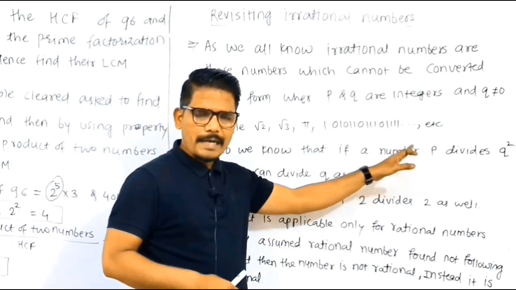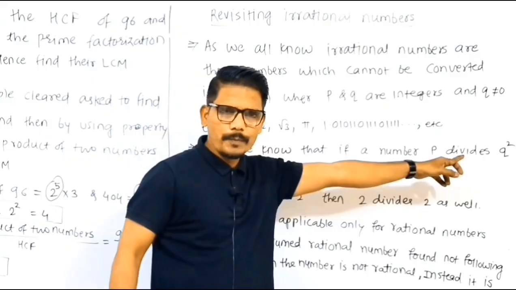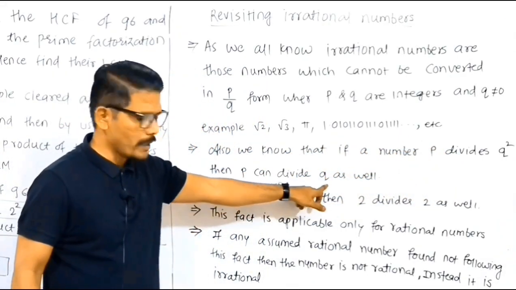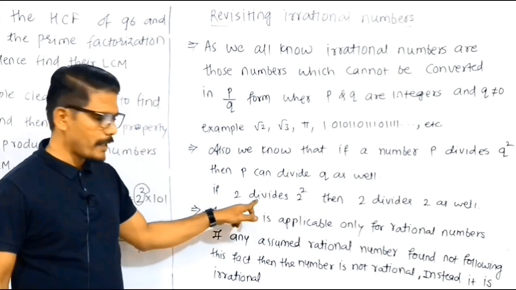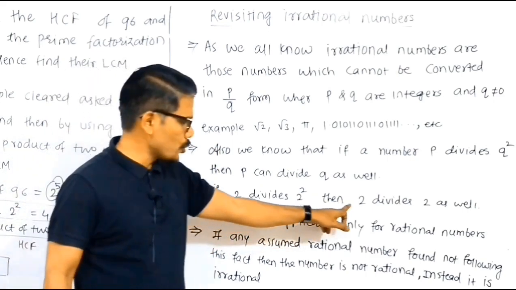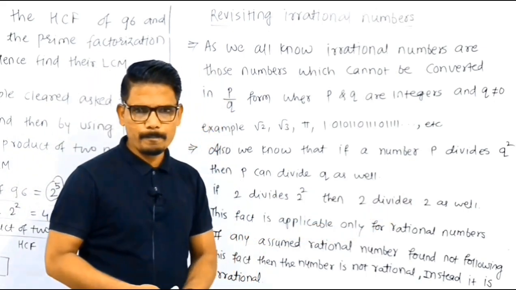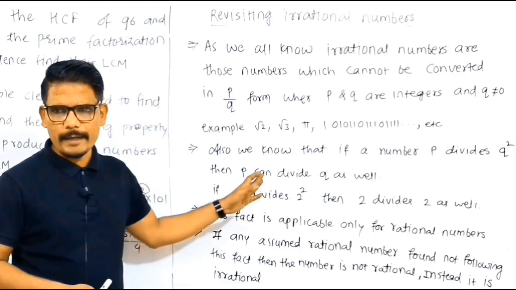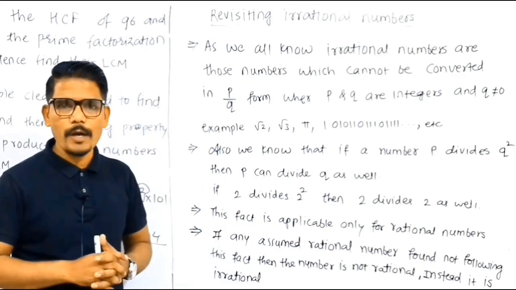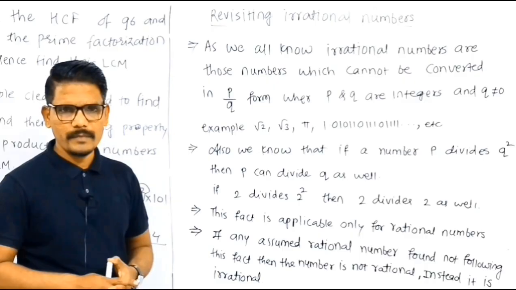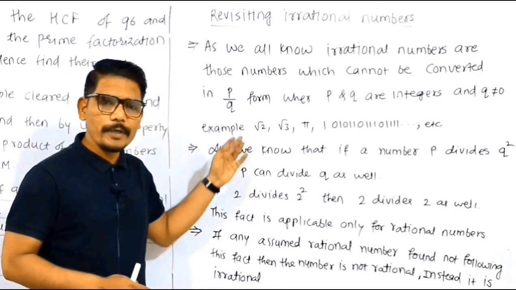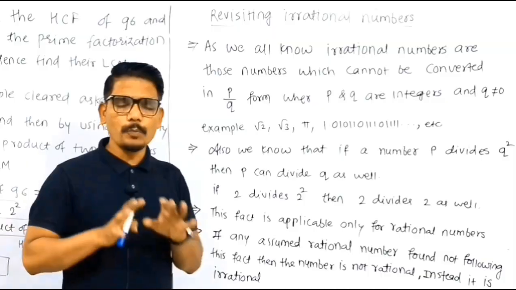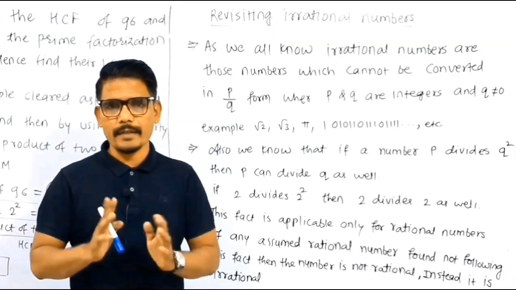If a number p divides the square of another number q, then p divides q as well. For example, if 2 divides 2 square, it means that 2 should divide 2 as well. This is the fact, we know this. This fact is applicable only for rational numbers, not for irrational numbers. If any number is found not following this fact, then that number is irrational. And we are going to use this fact to prove an irrational number as irrational.